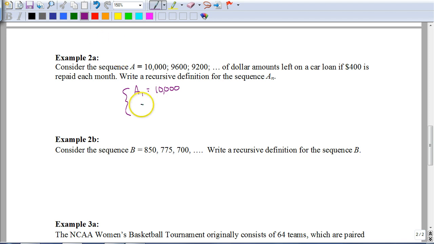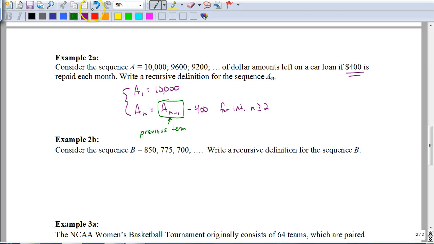Now to figure out the next term in the sequence, we're going to take the previous term. So again, A sub n minus 1 always refers to the previous term. If you want to make note of that, that's what that's referring to. It's going to be the previous term, and we're paying off $400 each month, so it's going to be minus 400. I'm going to abbreviate this for integers where n is greater than or equal to 2, because that means from the second term on, we're going to use that formula.